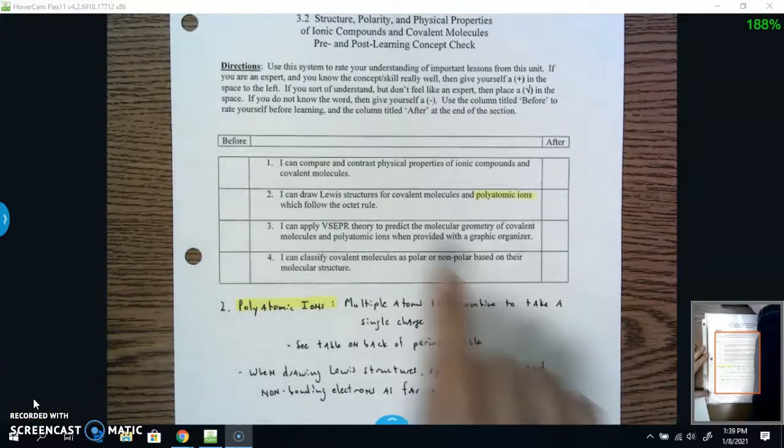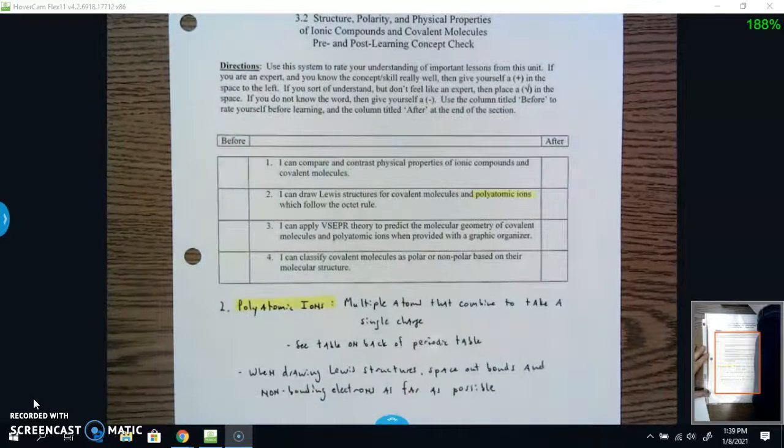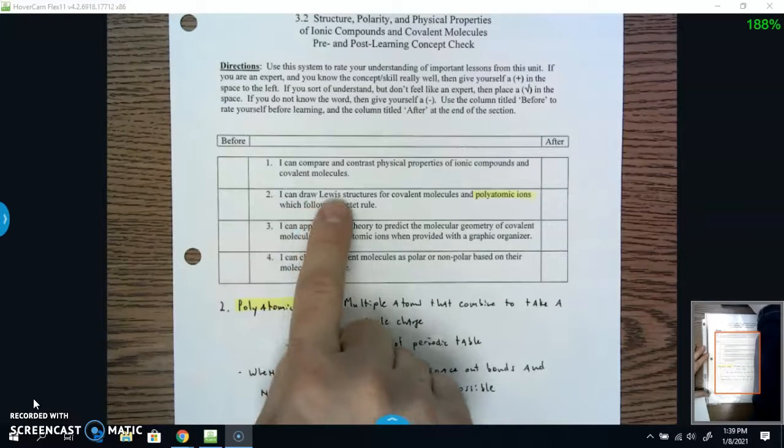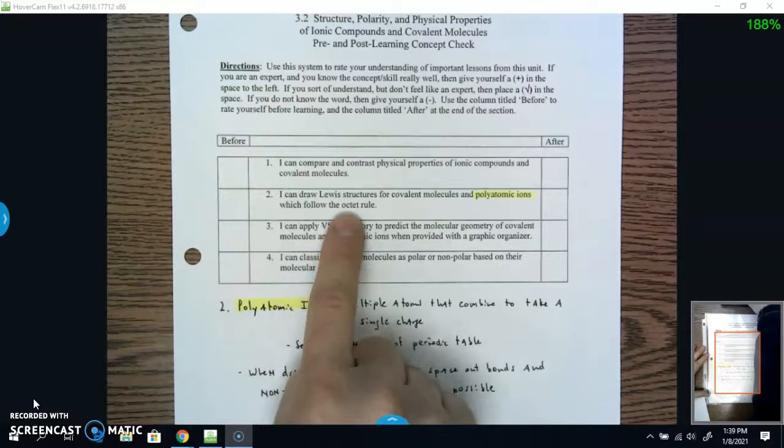Before we get to that though, I just wanted to review some of our objectives. Mainly right now we're focused on objective 2, which is about Lewis structures following the octet rule. Remember, the octet rule says that atoms, by gaining or sharing electrons, have to have 8 valence electrons around them, with the exception of hydrogen.